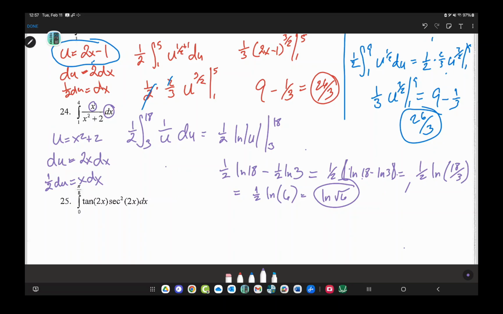I don't know what's easier to do: 1/2 natural log of 6 or natural log of square root of 6. Honestly, I think it should be easy to leave it as 1/2 natural log of 6. I wouldn't care which one you left it at. I would want you to simplify it to the natural log of 6, but that's about it.